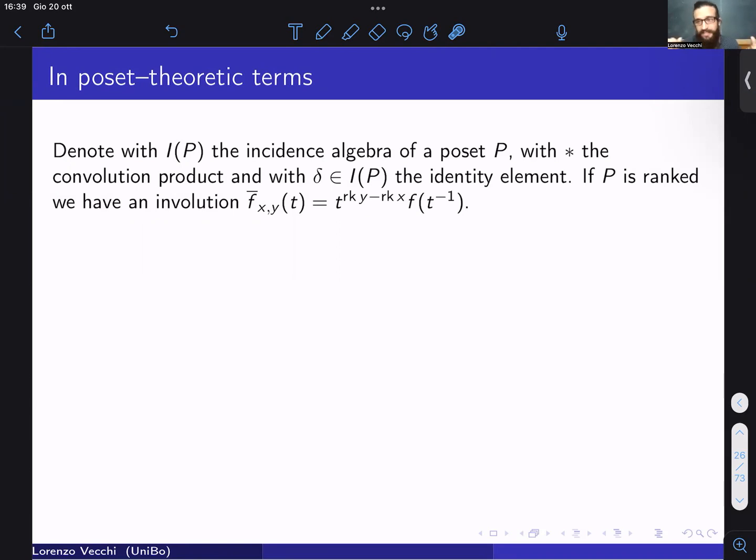So if you don't like incidence algebra, you can turn your brain off for this slide and we'll catch you up later in the next slide. So if I have a poset P, I can look at the incidence algebra. It's the algebra of all the functions that take intervals in the poset and associate to them a certain polynomial. We have a convolution product denoted with star and an identity element for this product denoted delta. If the poset is ranked, we can define an involution, which is flipping the coefficients as before.